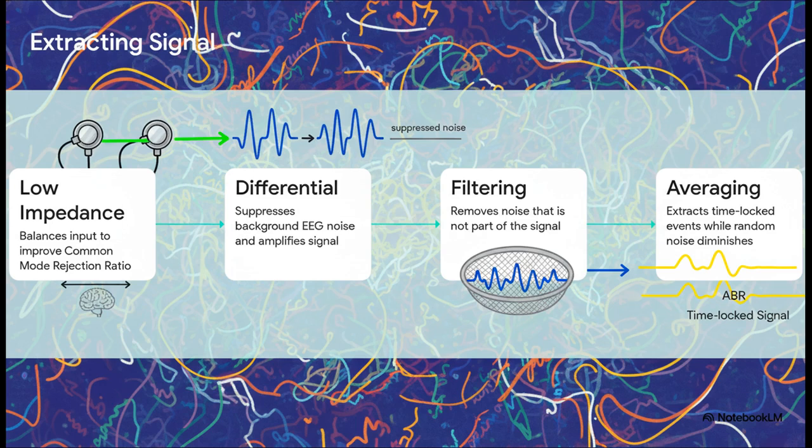Then we apply precise bandpass filtering to strip away any frequencies outside our target range. And finally, signal averaging. Since the ABR is strictly time-locked to our stimulus, repeating that sound thousands of times makes the true neural response grow, while all that random, non-time-locked background noise effectively cancels itself out.